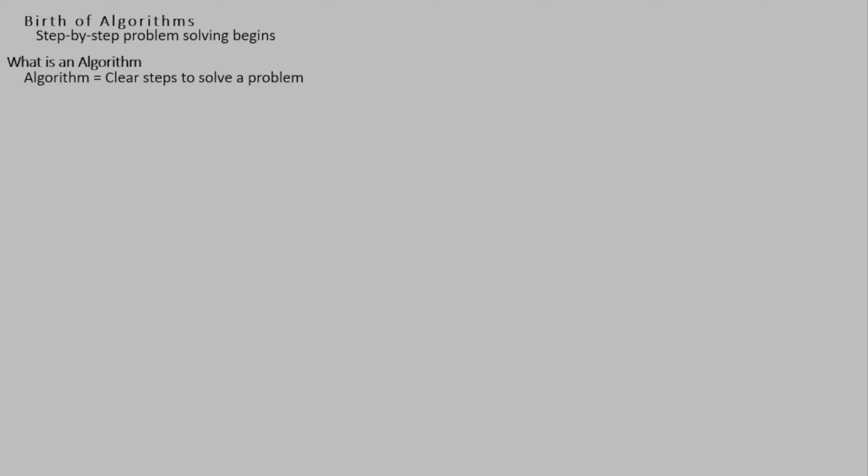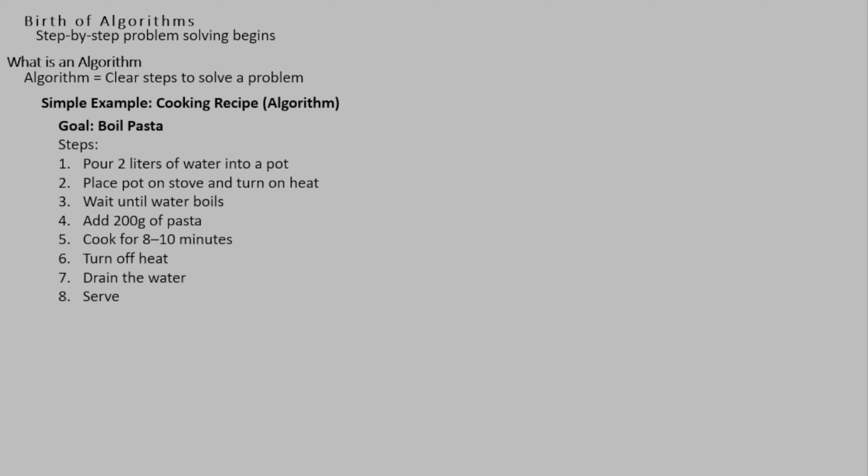So when it comes to the physical world, think about cooking like this. A recipe tells you what ingredients to use, what steps to follow, and how to get the final dish right. That's an algorithm. Let's look at an example.